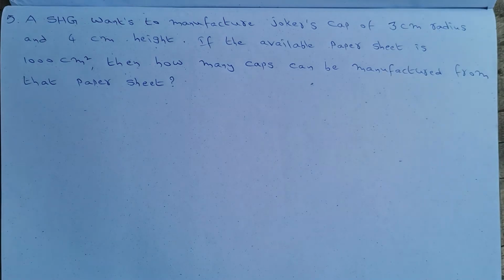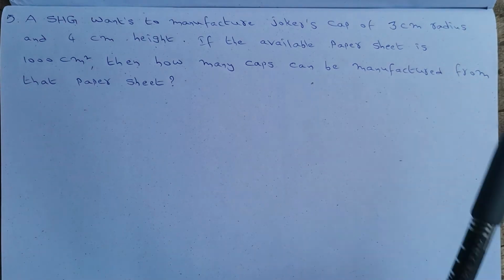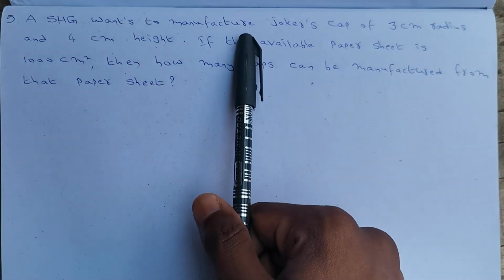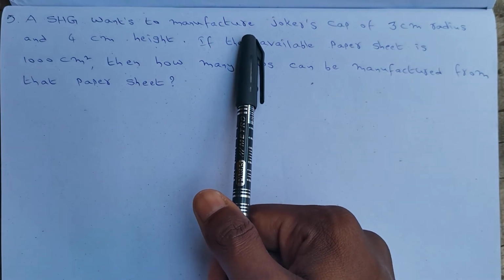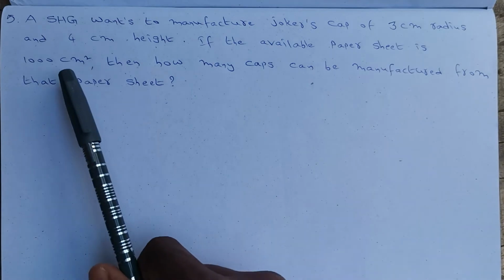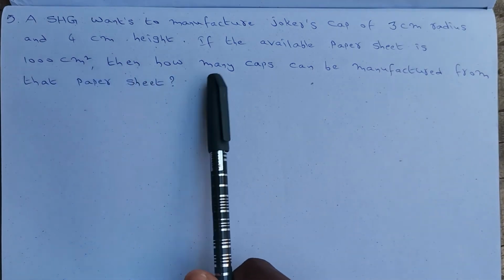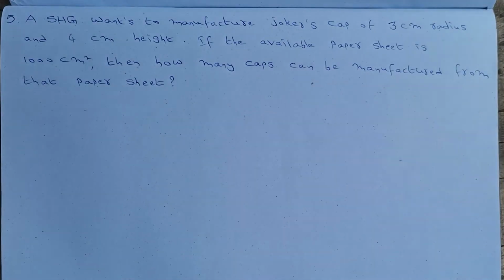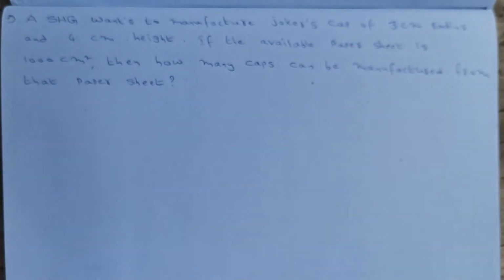Okay, next question: an SHG self-help group wants to manufacture Joker's caps. Again here, the Joker's cap is a cone of 3 centimeter radius and 4 centimeter height, and they are manufacturing it, so definitely it is area only. If the available paper sheet is 1000 centimeter square, then how many caps can be manufactured? First we need to find out how much area is required to manufacture a single Joker cap with the given measurements.